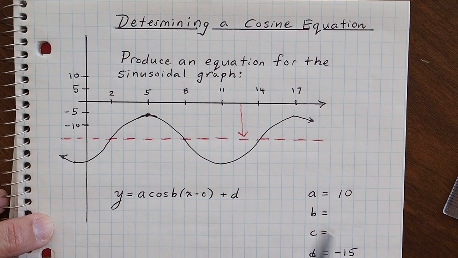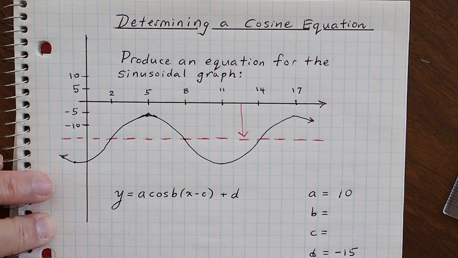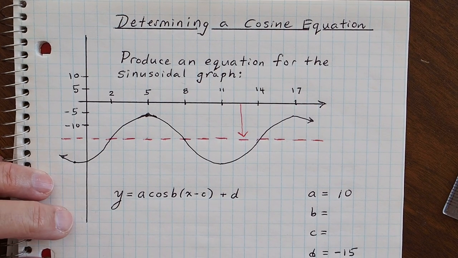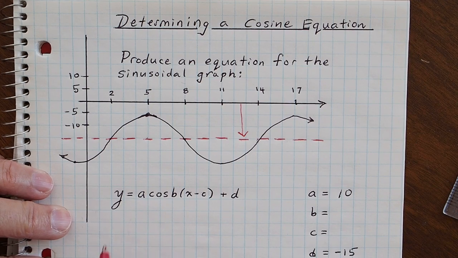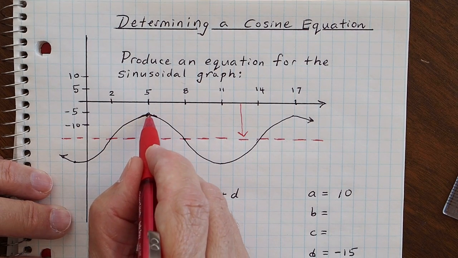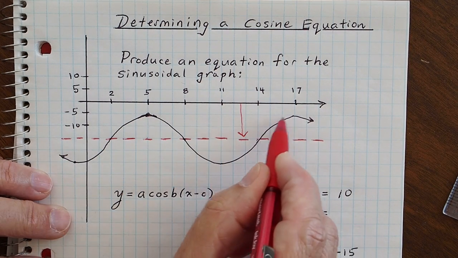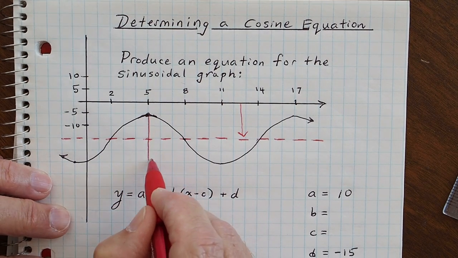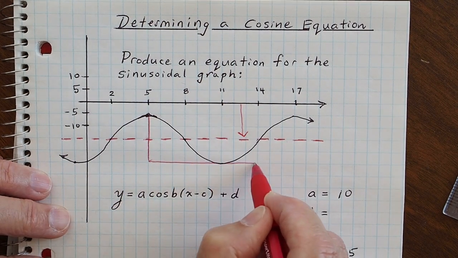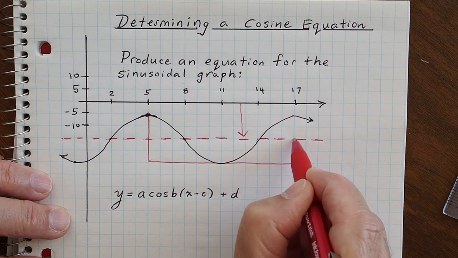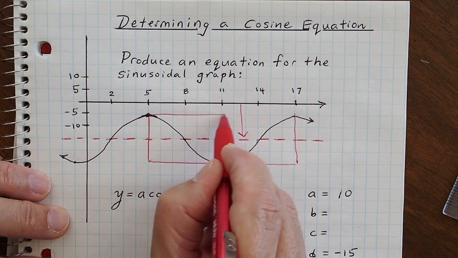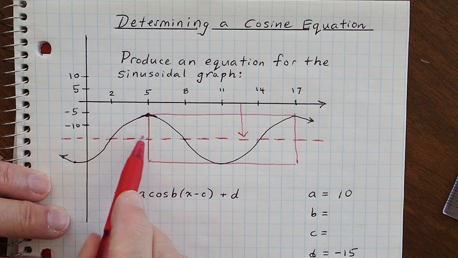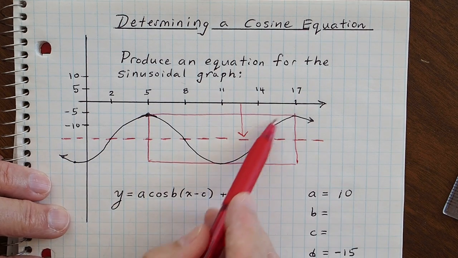Now, as far as c goes, a helpful thing you can do is draw a box around one cycle of the graph. Right, so from crest to crest would be a good cycle. We could go and put a box right around the curve in this way. That way, that's a full cycle from crest to crest.